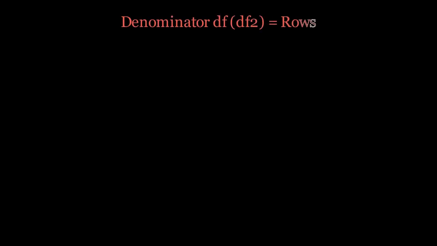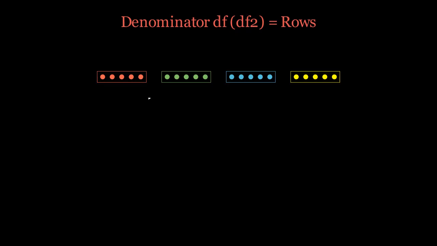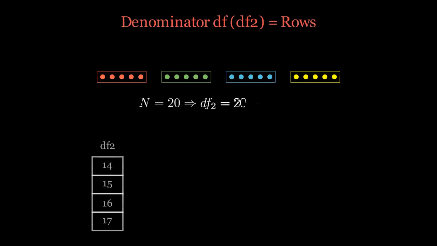The second parameter is the degrees of freedom for the denominator, denoted as df2. This represents the degrees of freedom associated with the error or the variance within the groups. It is calculated by taking the total number of observations and subtracting the number of groups. If you have 20 plants across 4 groups, your df2 would be 16. This value determines the row you will use in the F-table.